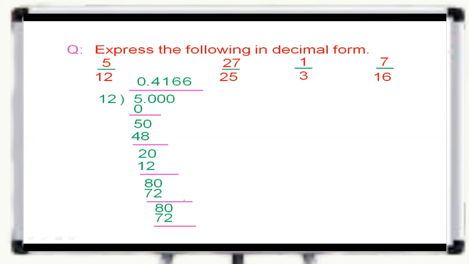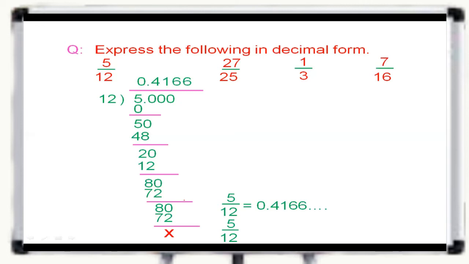So we conclude here that this decimal is non-terminating. So 5 by 12 is equal to 0.41666, and here 6 is repeating. That means this rational number is non-terminating but repeating. So 5 by 12 is equal to 0.416 with a bar on the 6. We can write it like this.